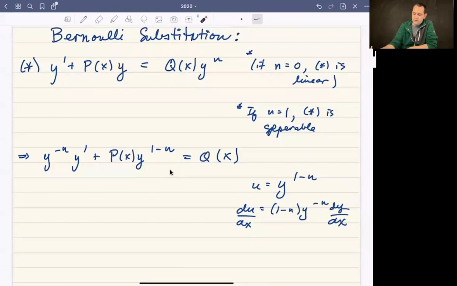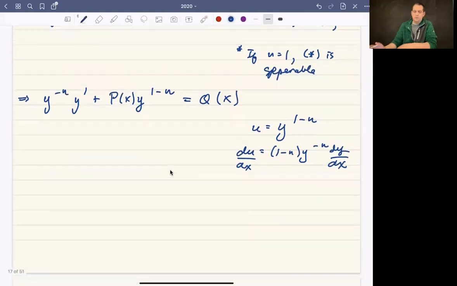And notice that we have y to the minus n dy dx. We just have to deal with this 1 minus n. And so we can divide both sides by that 1 minus n. We know that n's not going to be equal to 1, because if it is 1, this is a silly thing to do. So we can assume that n is different than 1. And then this whole thing kind of falls into place. This is the right substitution, and then this becomes something that you can solve.